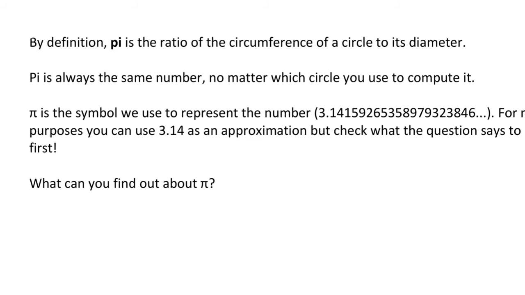Now, by definition, pi is the ratio of the circumference to the diameter. Pi is always the same number no matter what size of circle we use to compute it. So pi is the symbol we use to represent it, and to this number of decimal places, that's how accurate it is. For any purpose, we can use 3.14 as an approximation, but we should always check what the question says first of all. And March 14th is Pi Day, because it's 3.14.